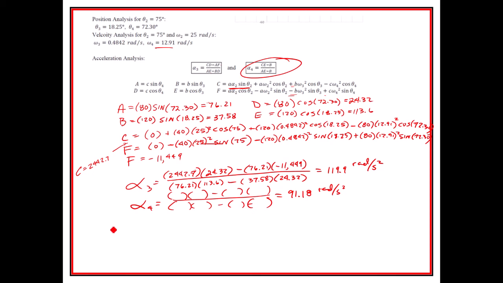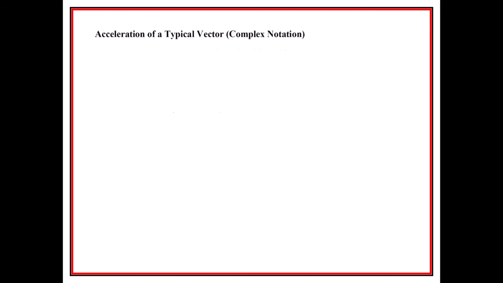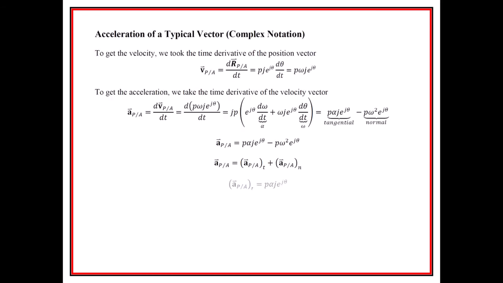And then if we want to find the acceleration of P, we do it by taking the acceleration of A and adding to it the acceleration of P with respect to A. So we can find the acceleration of A by going back and, let's see, is it going to do this for me? Sorry, let's see.